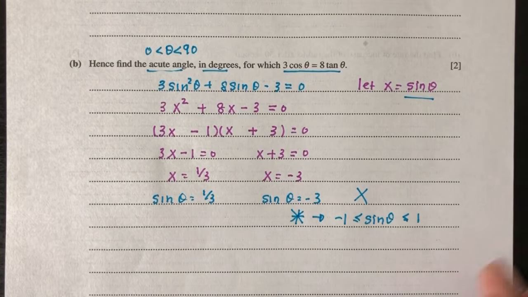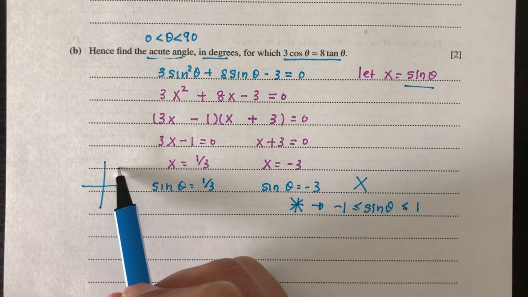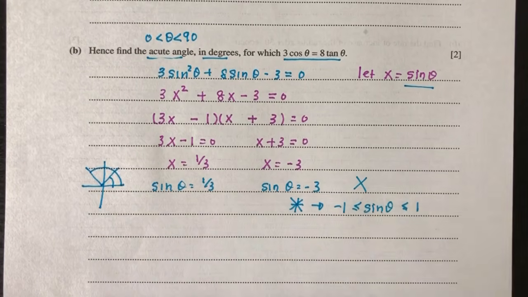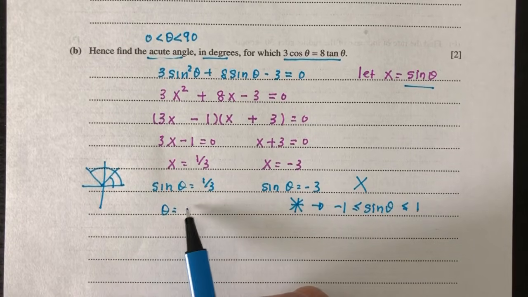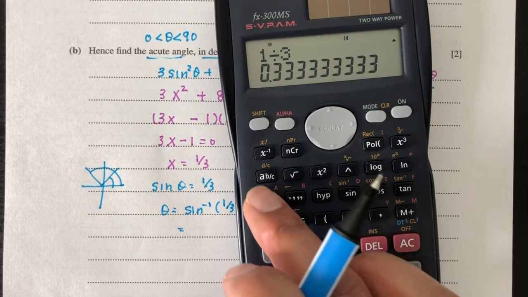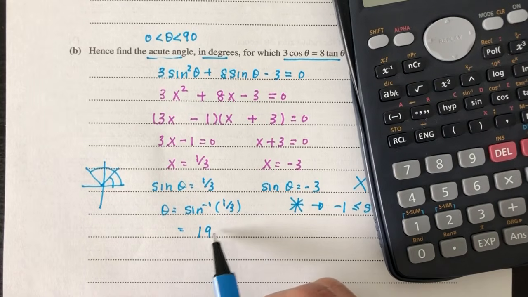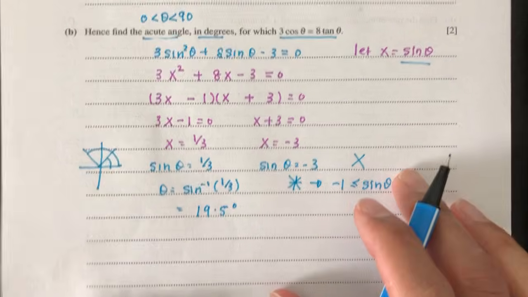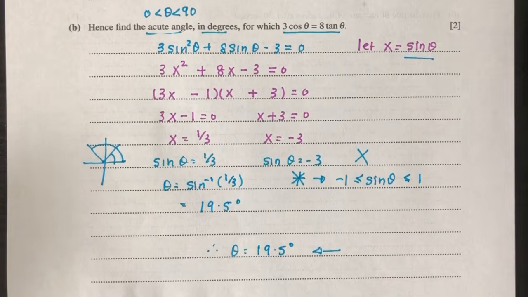How about this one? The value of sine is positive, so as you know by your quadrants, it can be here or it can be here. But right now we are only trying to find the acute angle, so sine theta will be sine inverse of 1 over 3. So let's find that. 1 divided by 3, sine inverse of answer, that will be 19.5. So theta will be 19.5 for the acute angle. And that is question number 2.